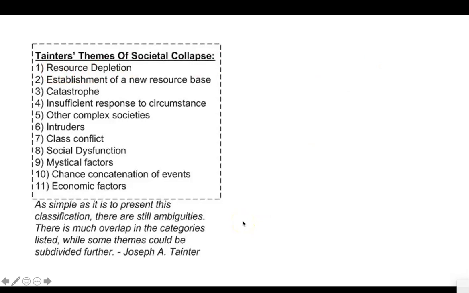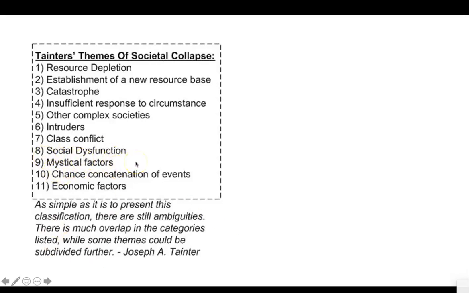Resource depletion. You have a new resource base come along, but then there's a catastrophe and insufficient response to circumstance, like a big disease or something. Other complex societies come along. They start to intrude. You may have class conflict within a society, general social dysfunction, gang warfare, either criminal and or political.